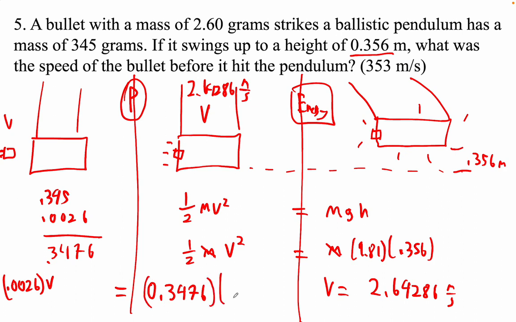And then we know that this is going 2.64286. Okay, so the number on my calculator times 0.3476 divided by 0.0026. And we get that this velocity is 353 meters per second. Here we go. It's supersonic because the speed of sound at STP is like 343 meters per second. All right.